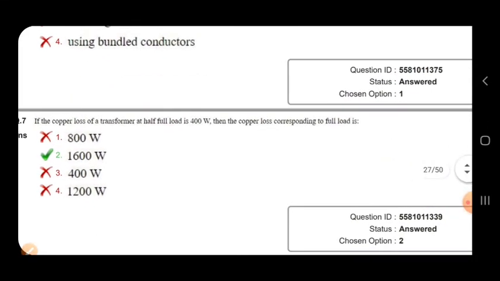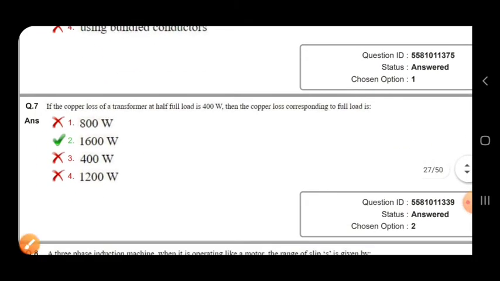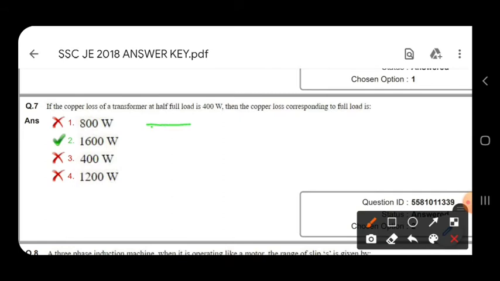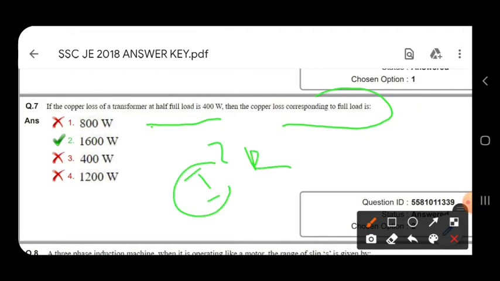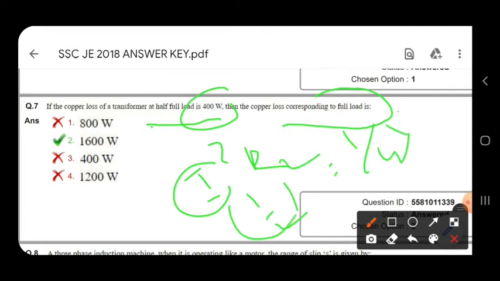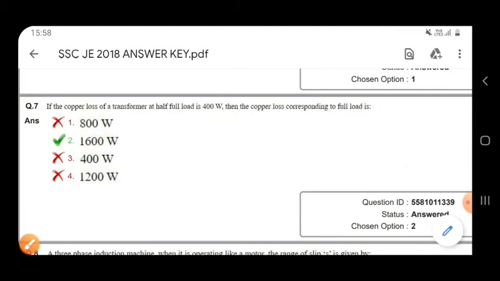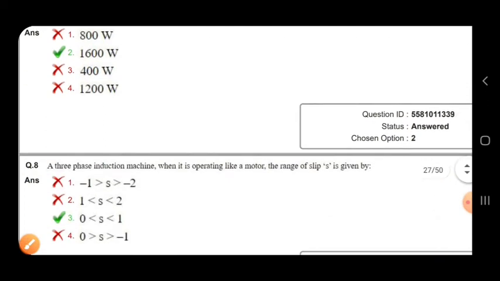Next question, friends, question number 7. If the copper loss of a transformer at half full load is 400 watt, then what is the copper loss corresponding to full load? All of you know that copper loss equals I square R. So the loss scales with the square of the current. At half load it is 400, so at full load it is the reciprocal of half squared, that means 4 times 400. So just calculate and the answer is 1600.